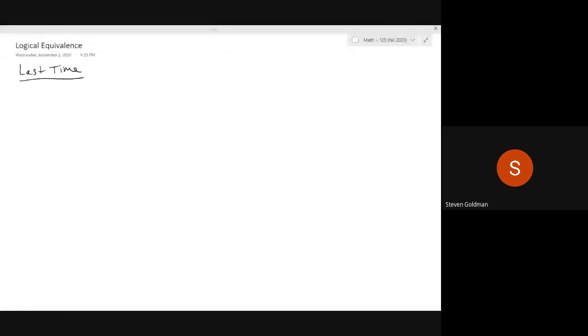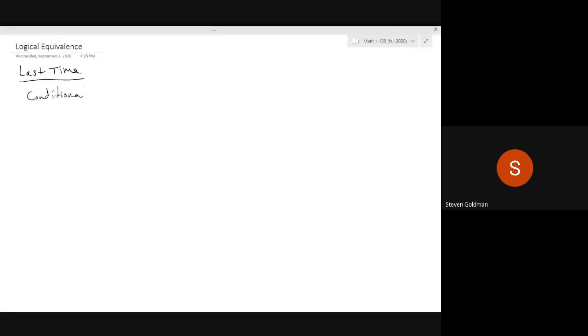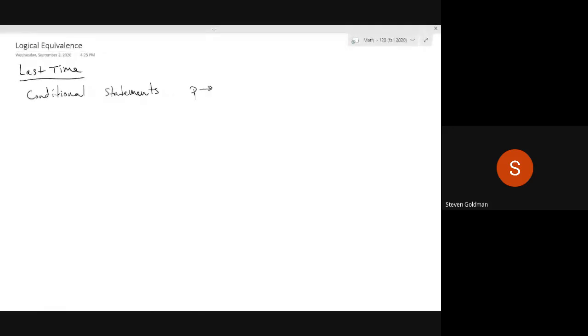All right, so last time we continued our discussion on propositions and compound propositions. We talked about conditional statements a little more, statements of the form if P then Q. We talked about when they're true and when they're false. We also discussed their converse, inverse, and contrapositive.